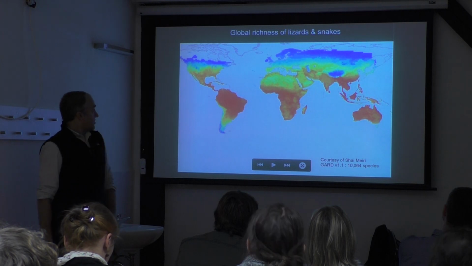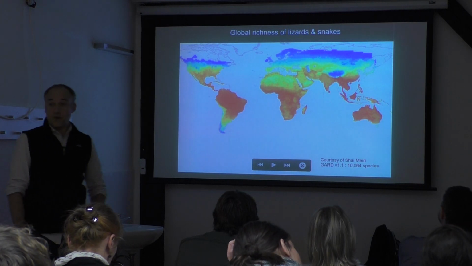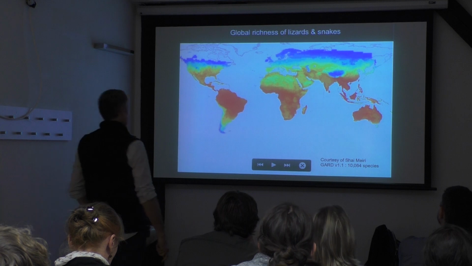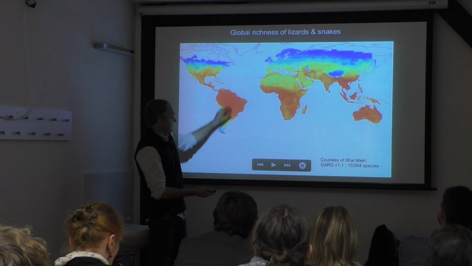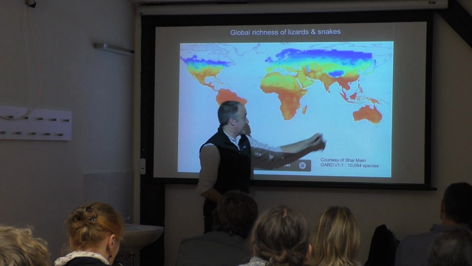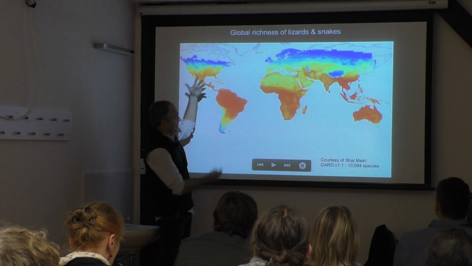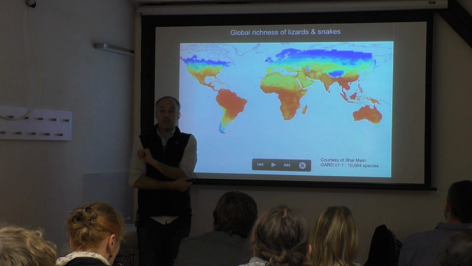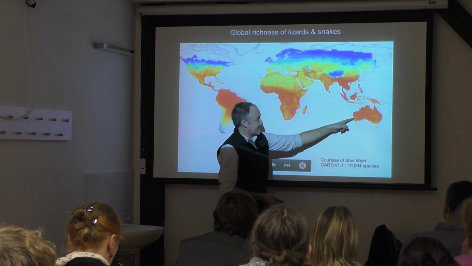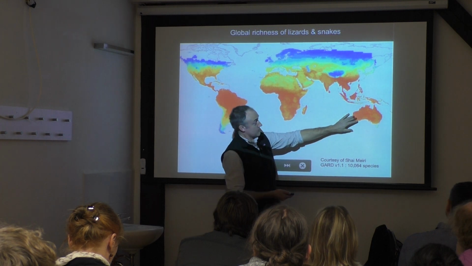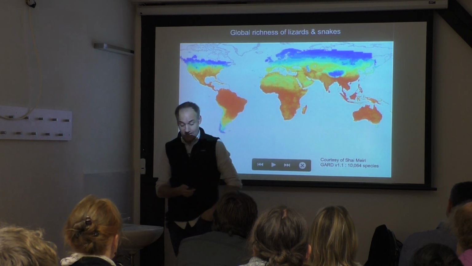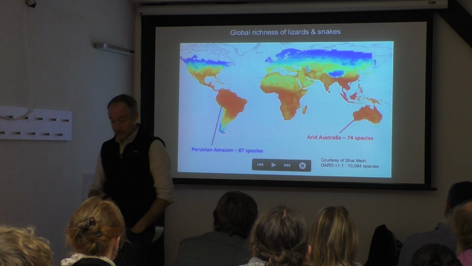So this is a global species richness map for lizard and snake diversity. Consistent with the other stuff I've shown you so far, you can see there are places in the world that have lots of species and places that have relatively few species. High latitudes again, relatively few species. Australia, not necessarily super high latitude or super tropical, and it's also arid, but also happens to have really high species diversity of lizards in particular.